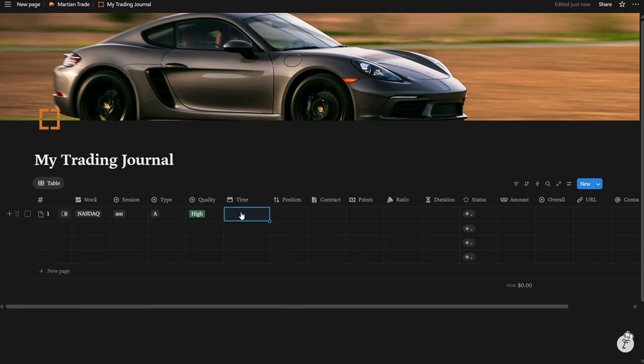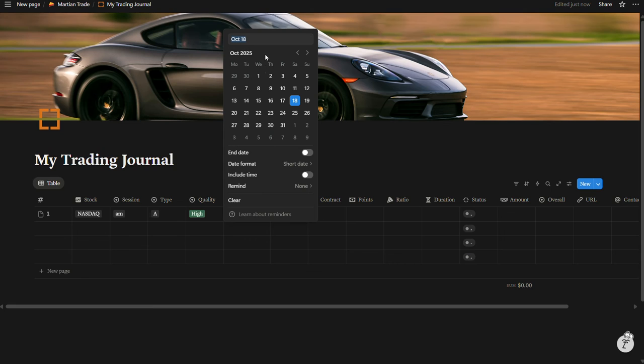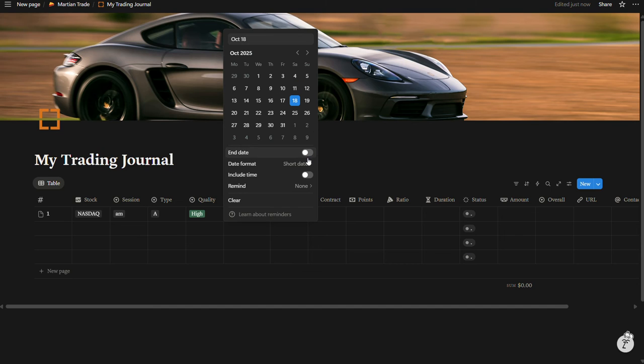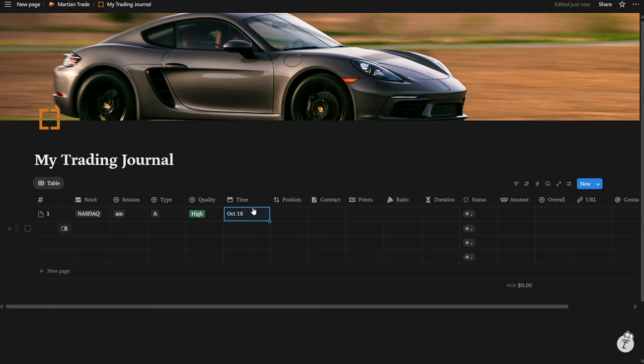And here we add the timing. What time did the trade happen? Which day? October 8th. Today's October 18th. So you can add the time, you can add even the clock, and you can simply add the day and what the time was when you took the trade. And then the position. That's when you say is it long or short.